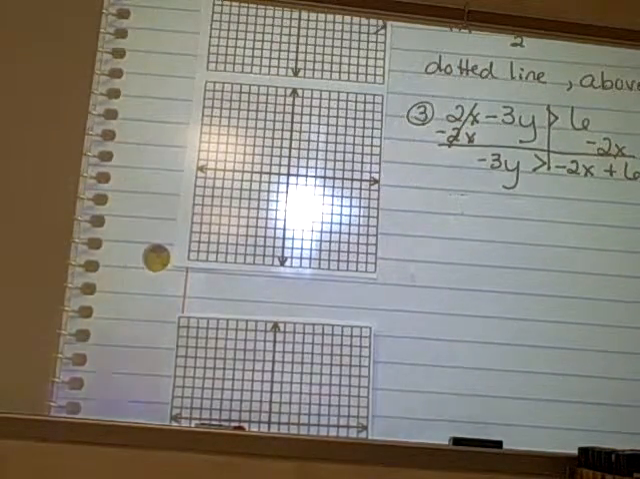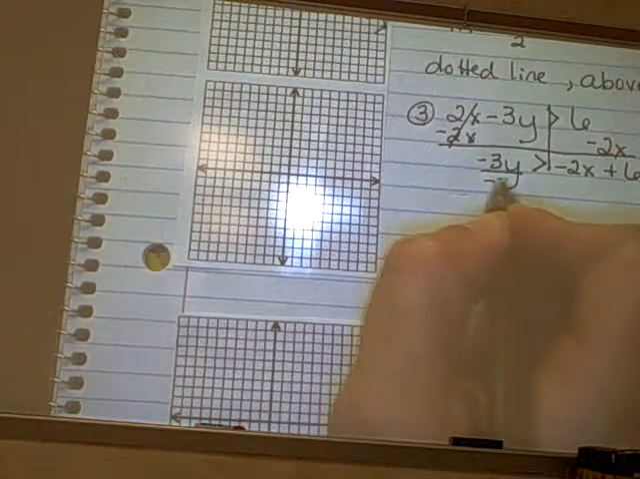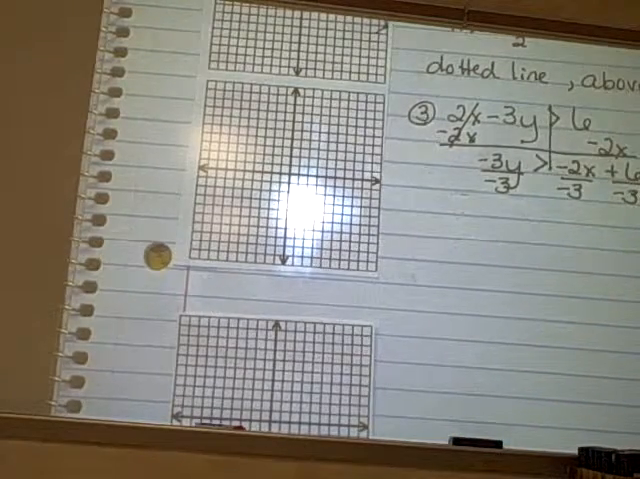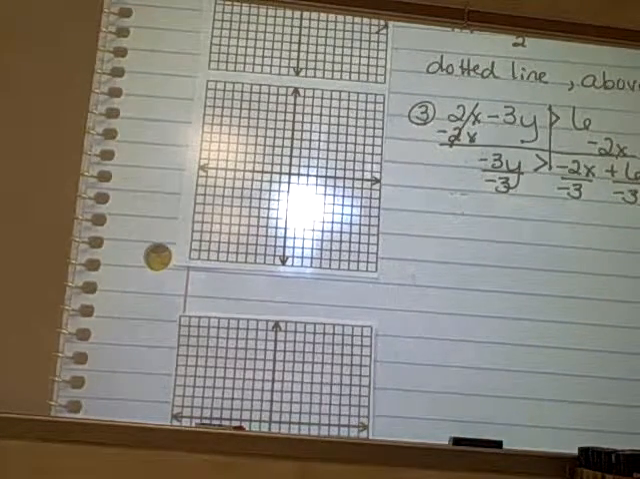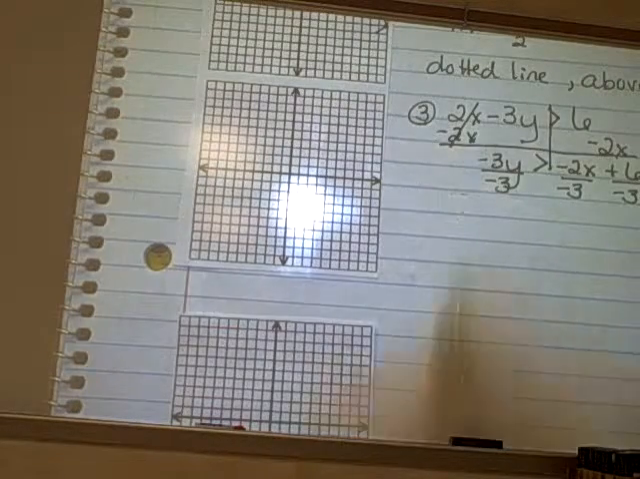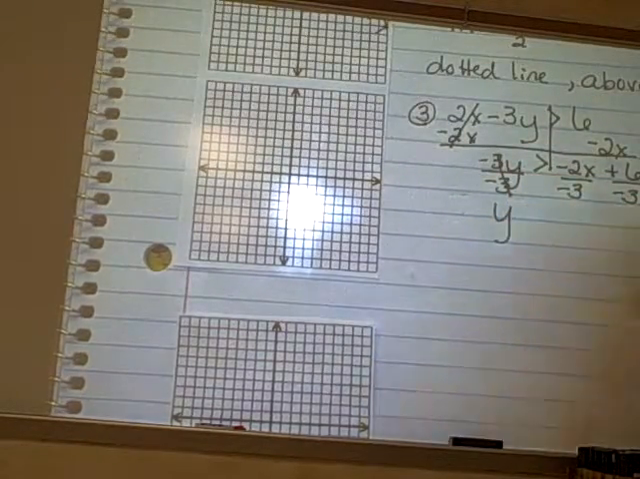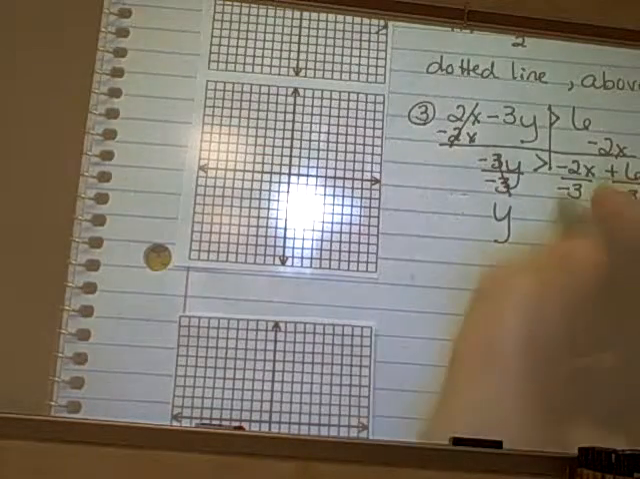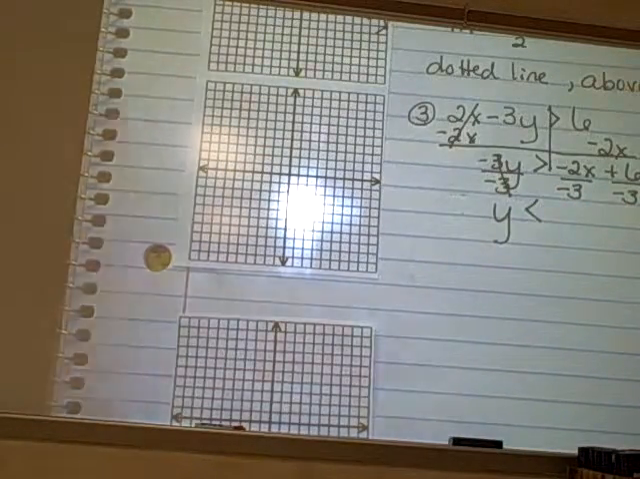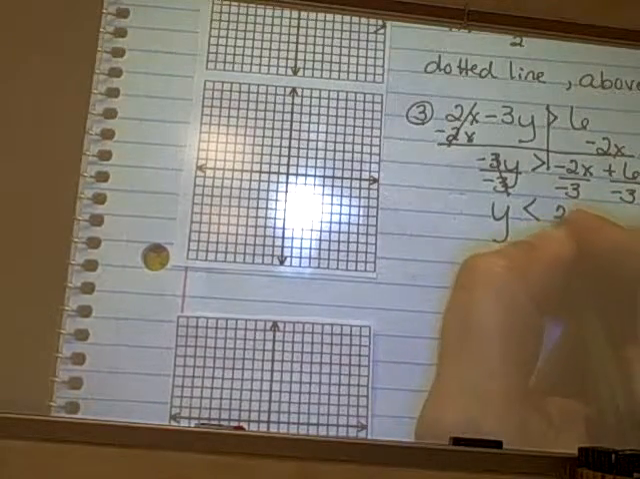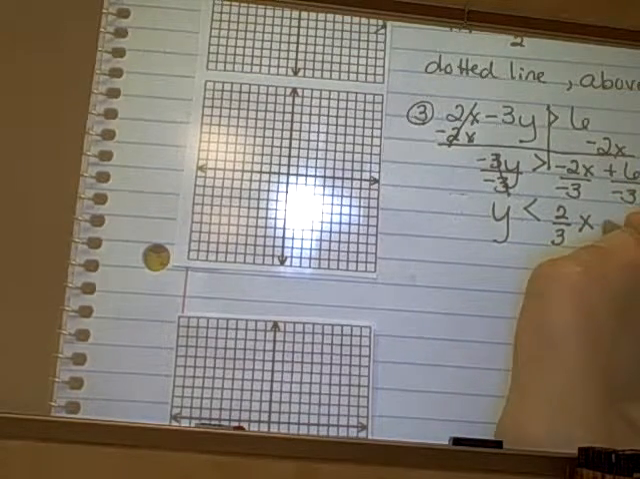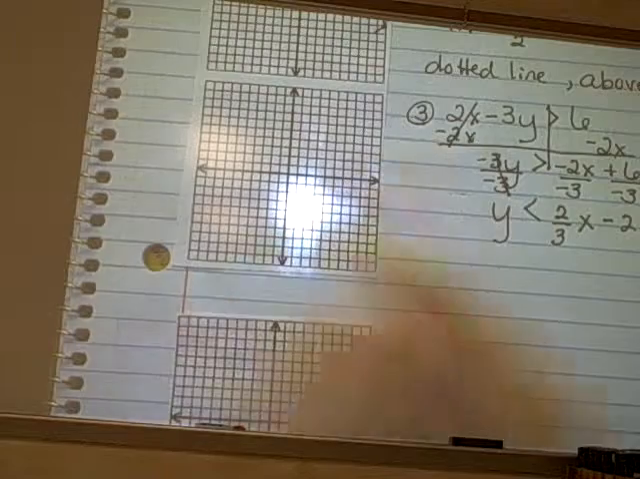Alright, last thing I need to fix is this negative 3. So we're going to divide by a negative 3. Here, here, and here, because you can't leave anybody out. Whatever you do to one side, you have to do the other side, and you have to do it to everyone. This becomes plain y. I divided by a negative. So my exception to the rule still stands. So we're going to switch this arrow this way now. Negative 2 over negative 3 becomes positive 2 over positive 3. And then 6 over negative 3 becomes negative 2.